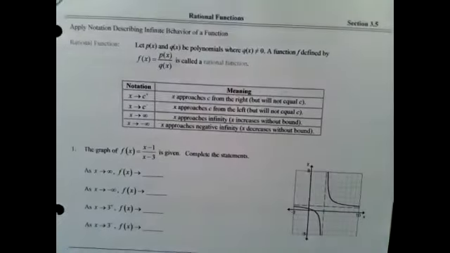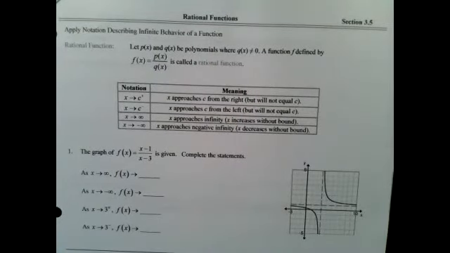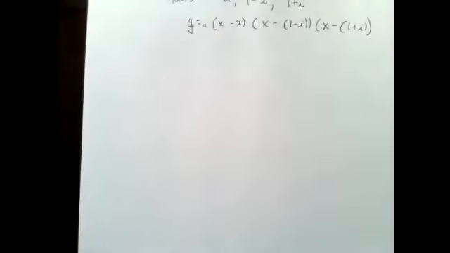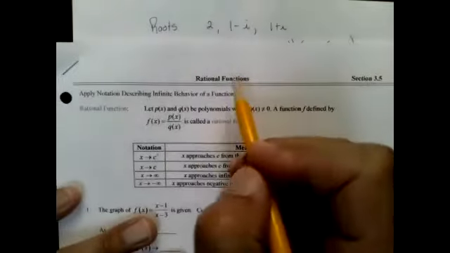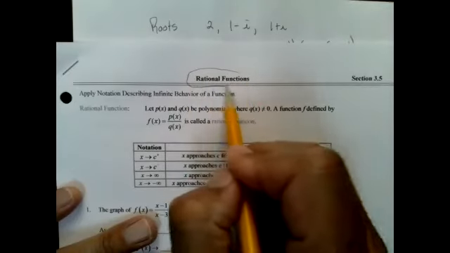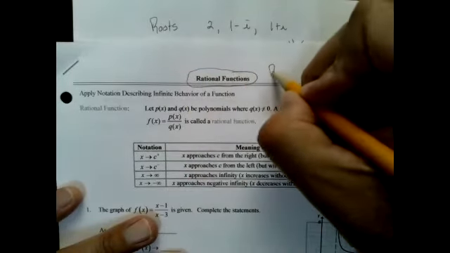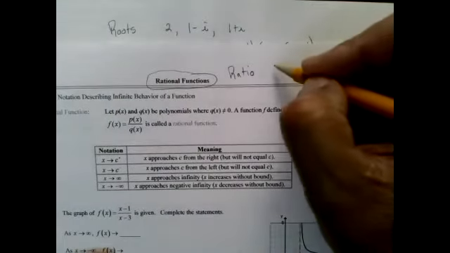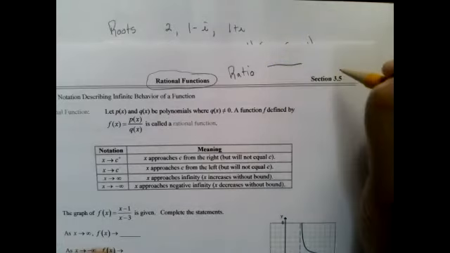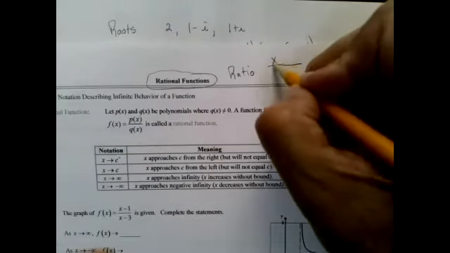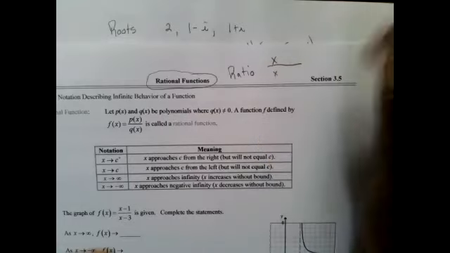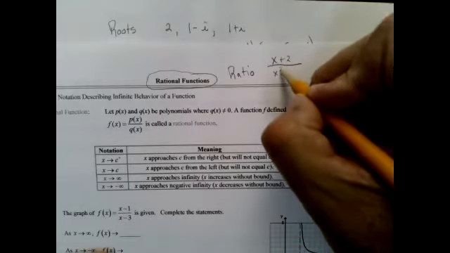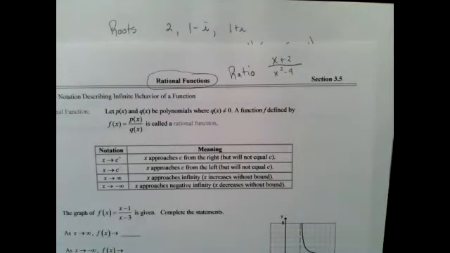Today, section 3.5, okay, let me start out. Today, we're going to look at rational functions. That's good to know, because a rational function means it's a function that's written as a ratio. That means there's something in the top and there's something in the bottom. Something up top involving x and something down here involving x. x plus 2, x squared minus 9. Lots of things going on.